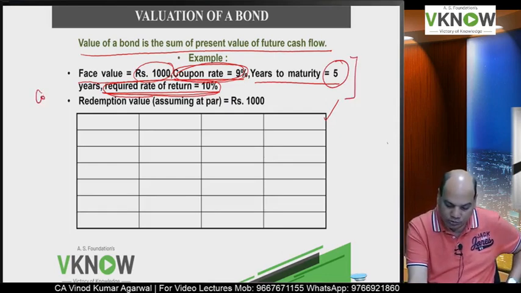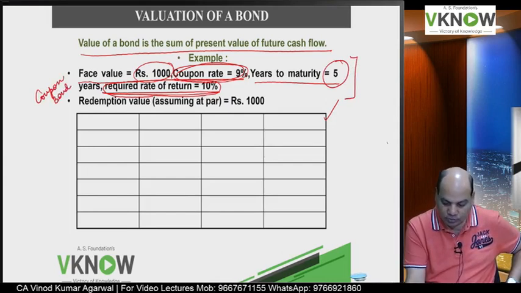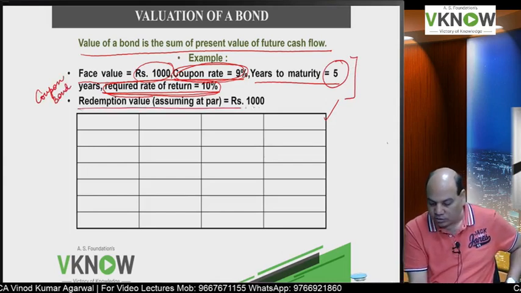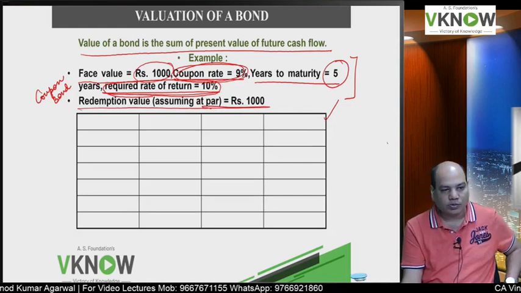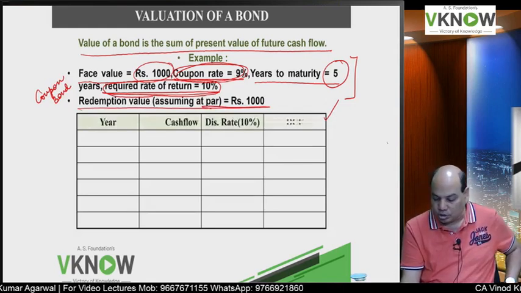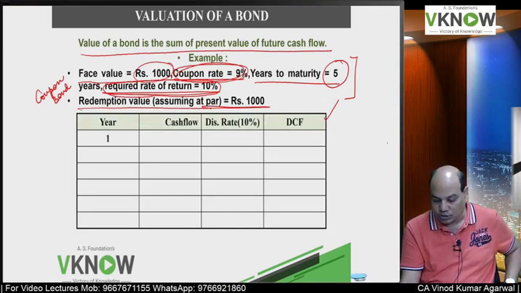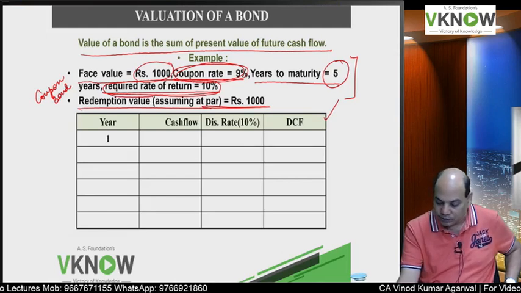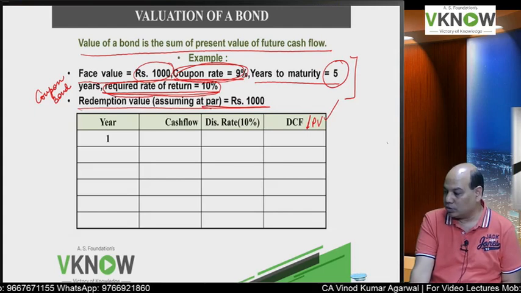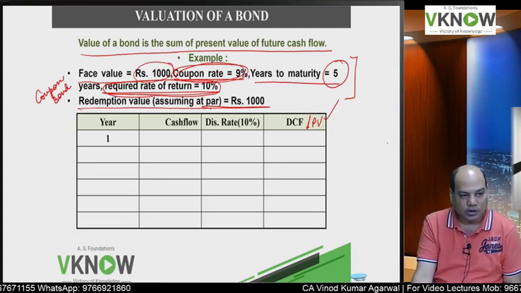This type of bond is called coupon bond, and the redemption value is 1000 rupees. So what we will do, we will draw one table already printed in the book. You will draw 4 columns: year, cash flow, discounting factor at 10%, and last column DCF or present value. DCF means discounted cash flow. If you don't want to write DCF, you can write present value.